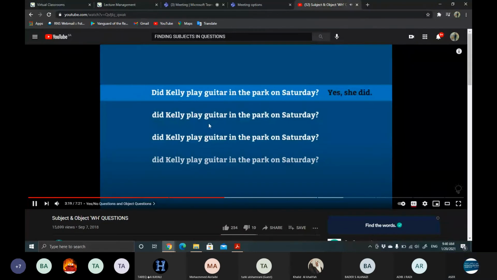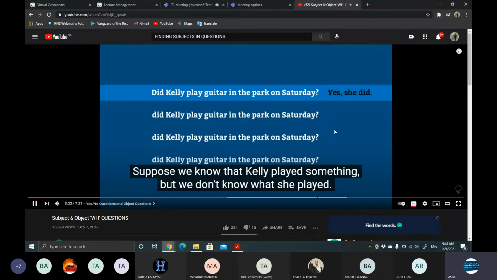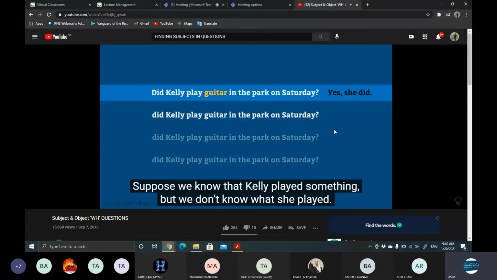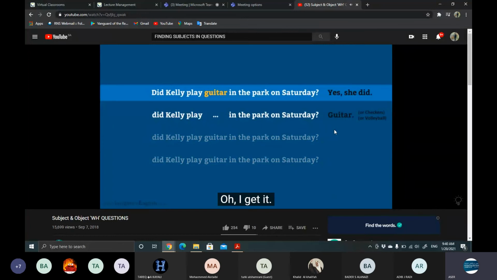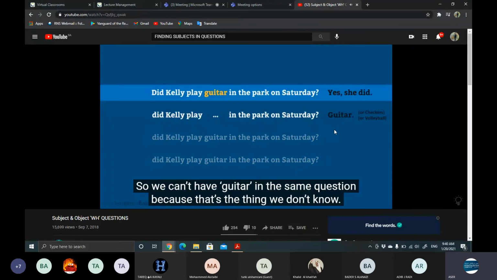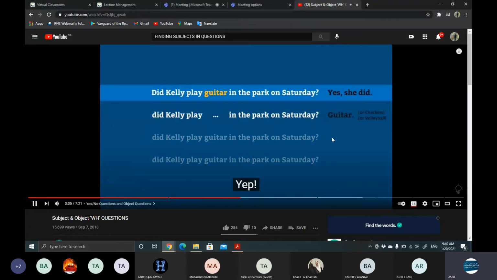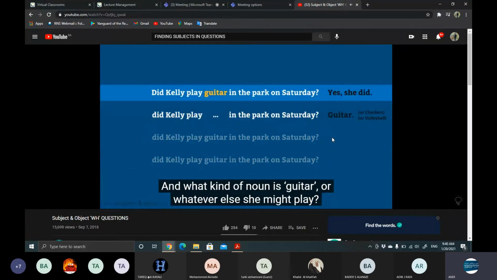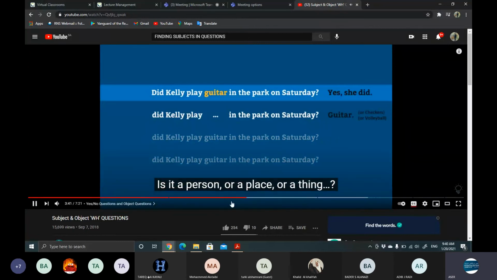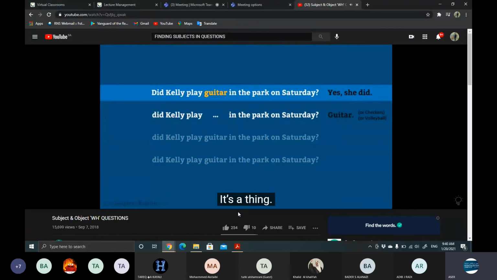What do you mean? Suppose we know that Kelly played something, but we don't know what she played. Our first question is which instrument or game or whatever she played. Oh, I get it. So we can't have guitar in the same question because that's the thing we don't know. Yep. And what kind of noun is guitar or whatever else she might play? Is it a person or a place or a thing? It's a thing. What question word do we use for things? What? We'll put that at the front. And that's all it takes.